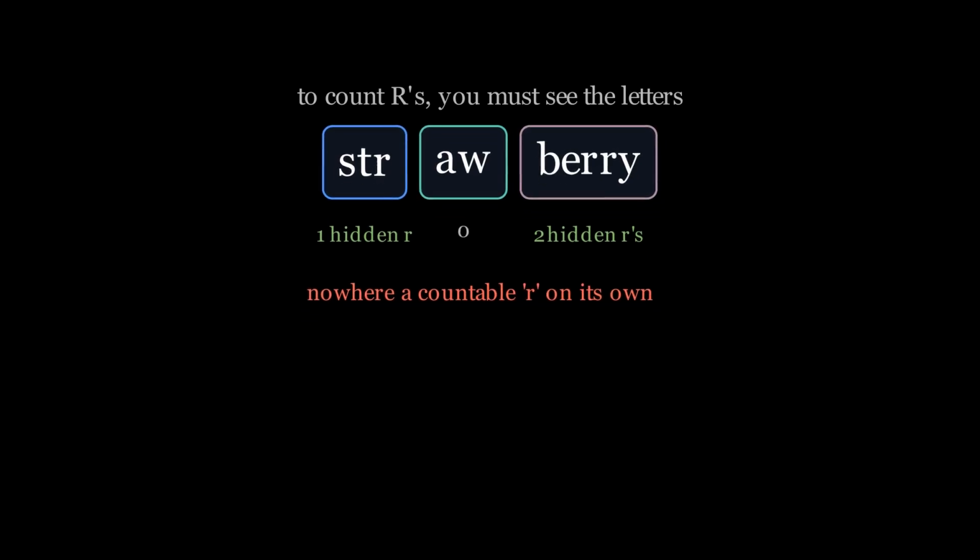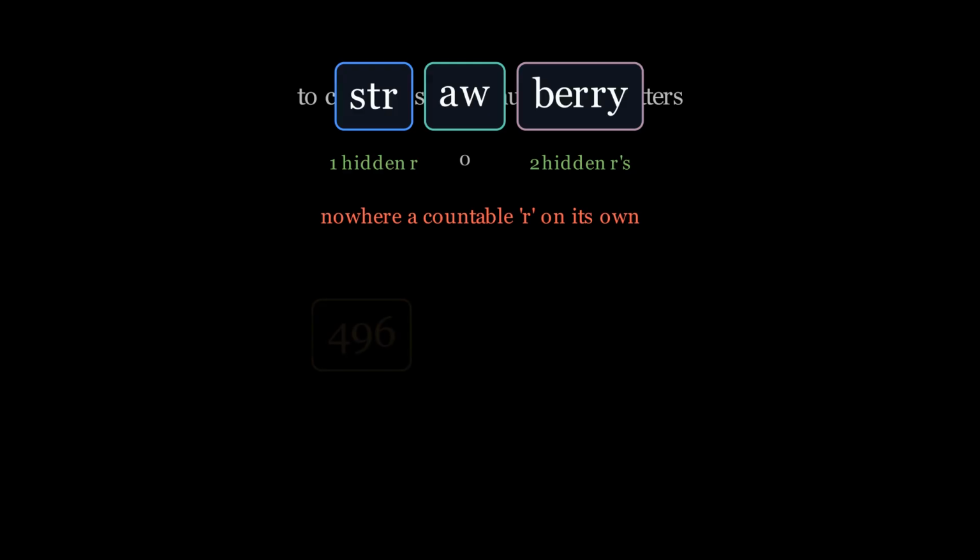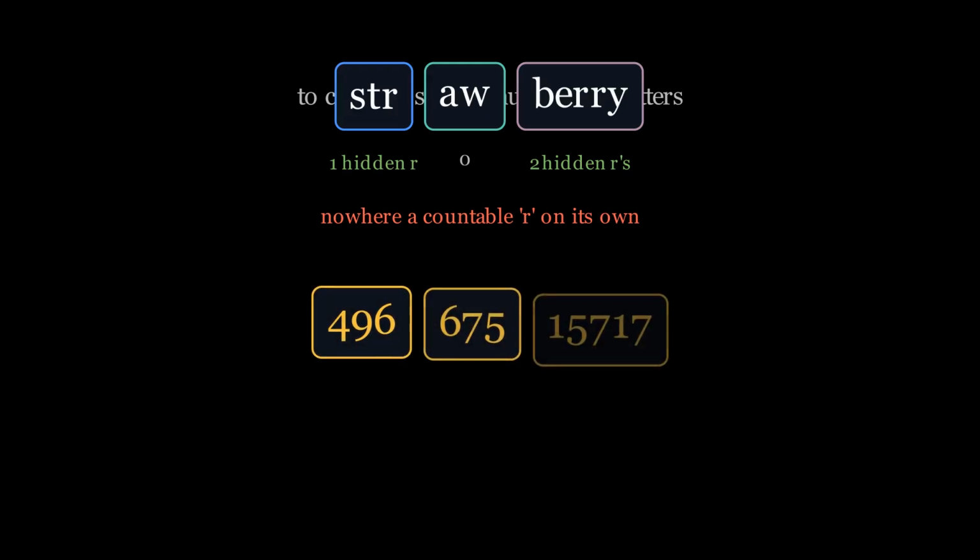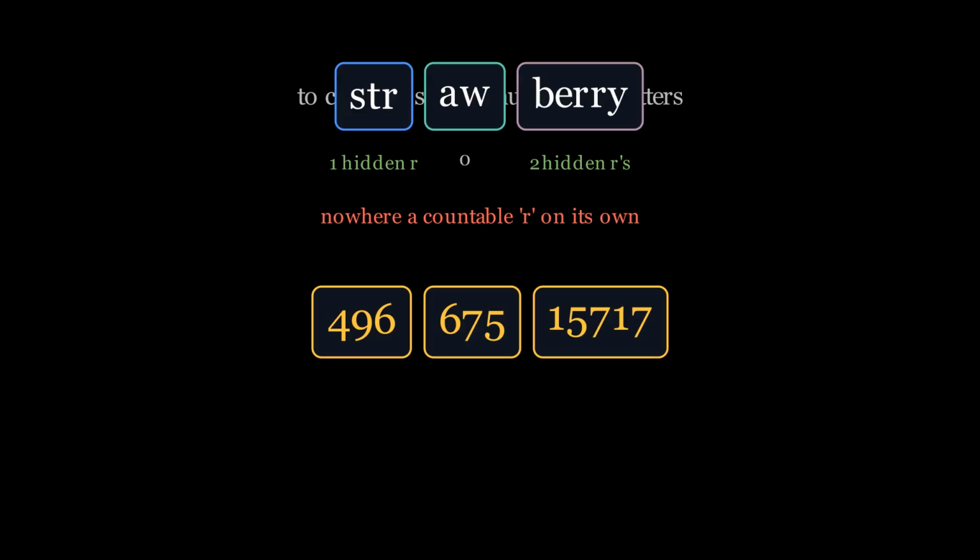Asking this model to count the R's in strawberry is like handing you 3 numbers, 496, 675, 15717, and asking how many R's are in them. You simply weren't given the information. It was never a reasoning failure. It's a vision problem. The letters were gone before the thinking ever started.